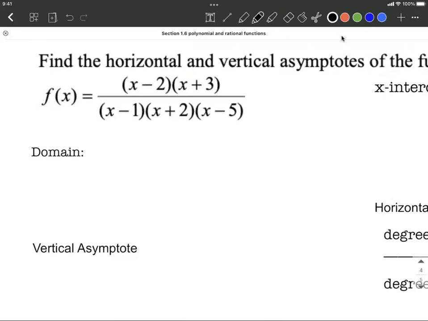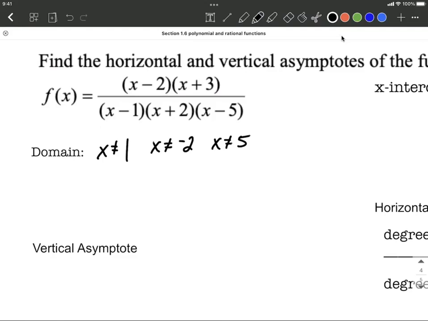The domain, being that it's a rational function, we have a denominator, we don't want to plug in any x values that would make us divide by 0. So this one's factored for us, which is really nice. If it wasn't factored, I would work with the function and try to factor as much as possible from the very beginning. So in this case, we would not want to plug in 1 for that first factor, -2 for that second factor, or +5 for that last factor. We could put this in interval notation, but let's just leave it like that for right now.